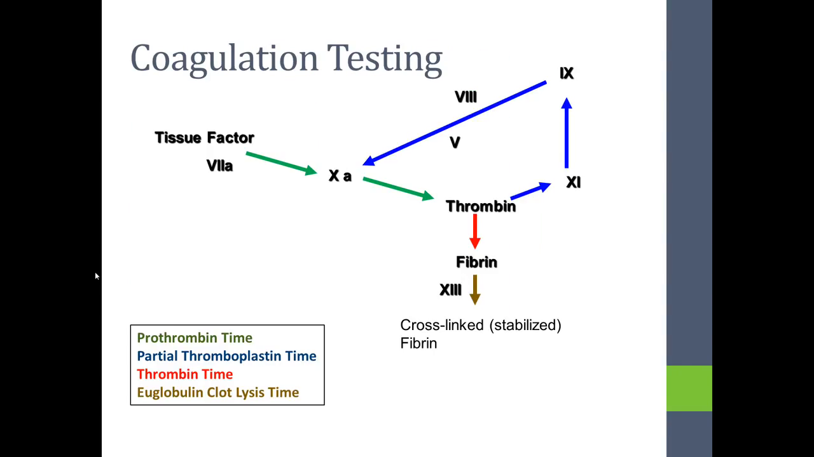So let's talk about the basic clotting studies. You've probably ordered these in your preclinical training. Prothrombin time, or the PT, the partial thromboplastin time, or the PTT, the thrombin time, and the euglobulin clot lysis time. The prothrombin time is called the poor man's liver function test.